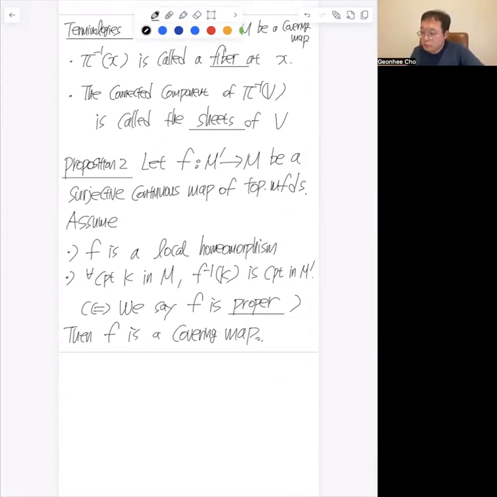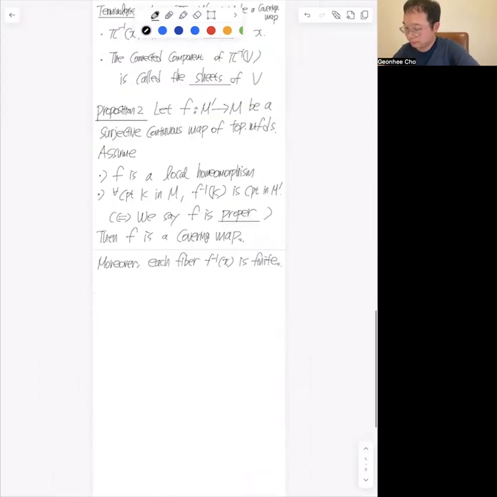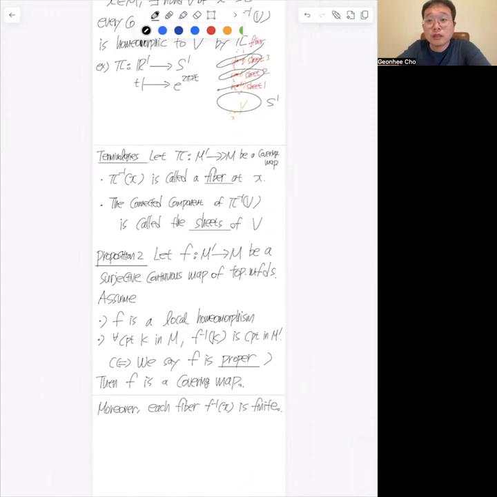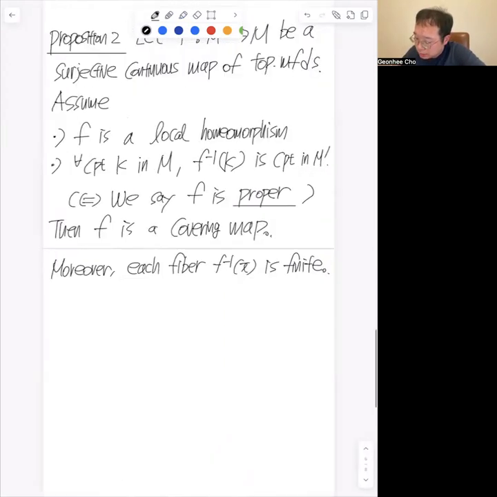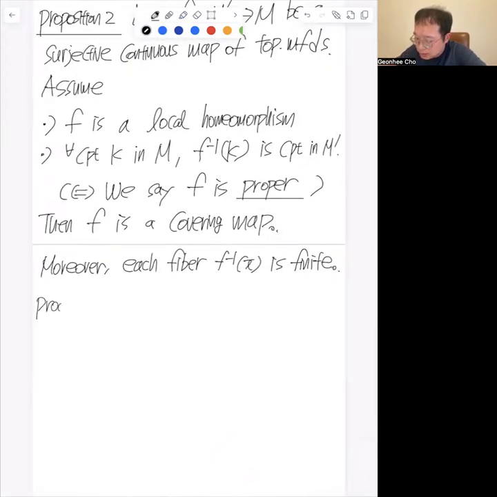Moreover, once we achieve the covering map, we also get that each of the fibers must be finite. Let me now provide the proof of this proposition. The proof should split into several pieces.